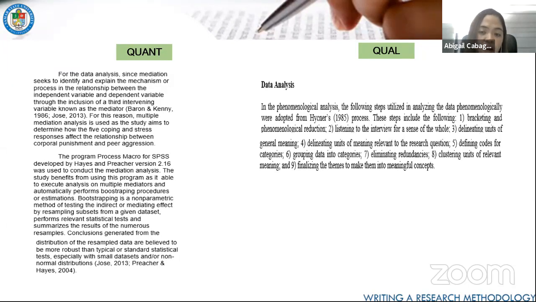Whose data analysis did you adapt? Say, for example, in phenomenology, we have Colaizzi, we have Moustakas. In case studies, we have Yin. So we really need to write down the processes and the framework we are following in conducting the data analysis.